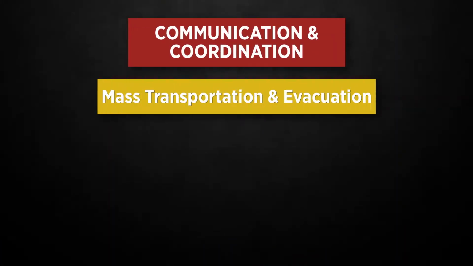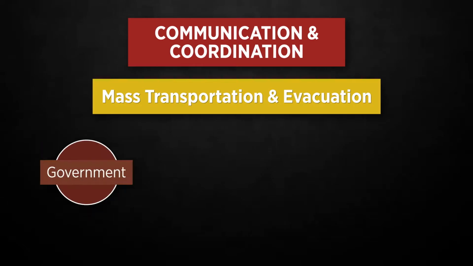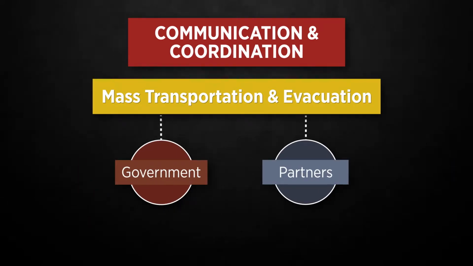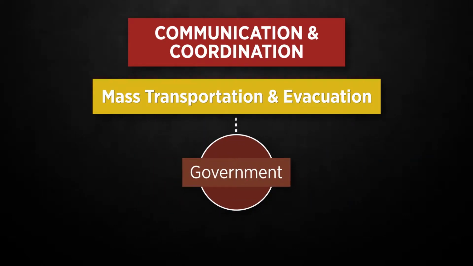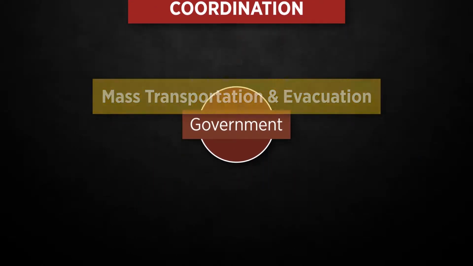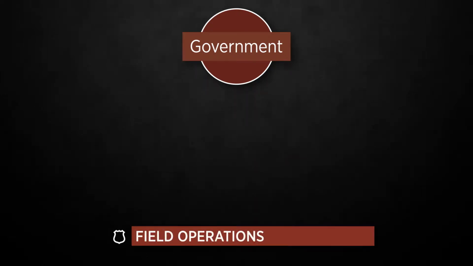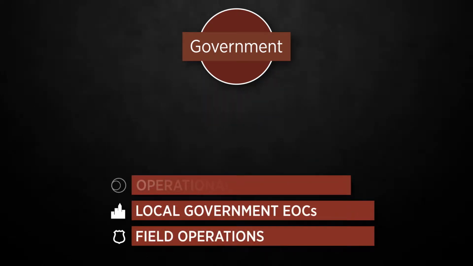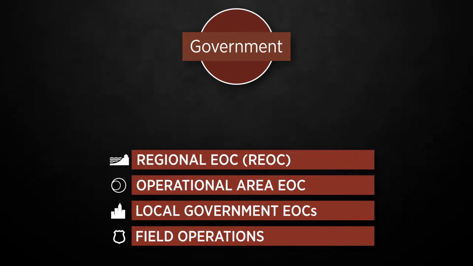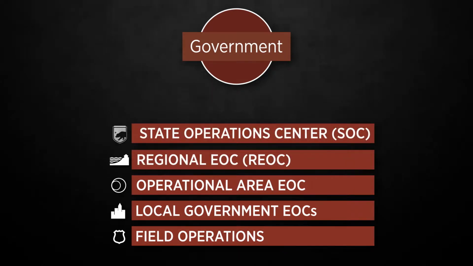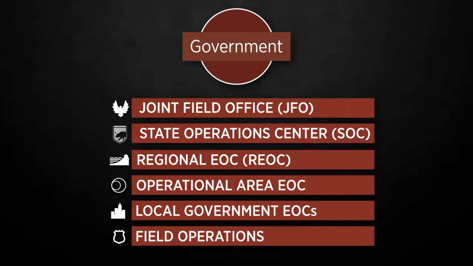Communication and coordination refers to your role as the link between government and partners in managing the mass transportation and evacuation function. First, we will discuss coordination with government agencies. You will work with your counterparts as appropriate at the field level and in EOCs at the local government, operational area, and regional levels, the State Operations Center or SOC, and the Joint Field Office or JFO, where federal resource coordination occurs.